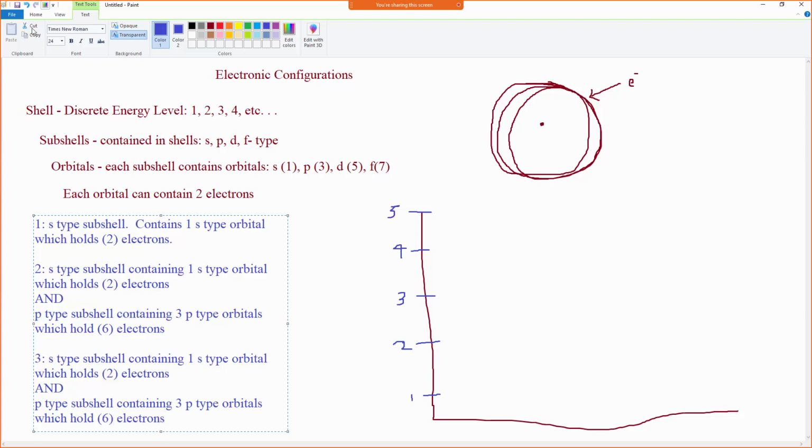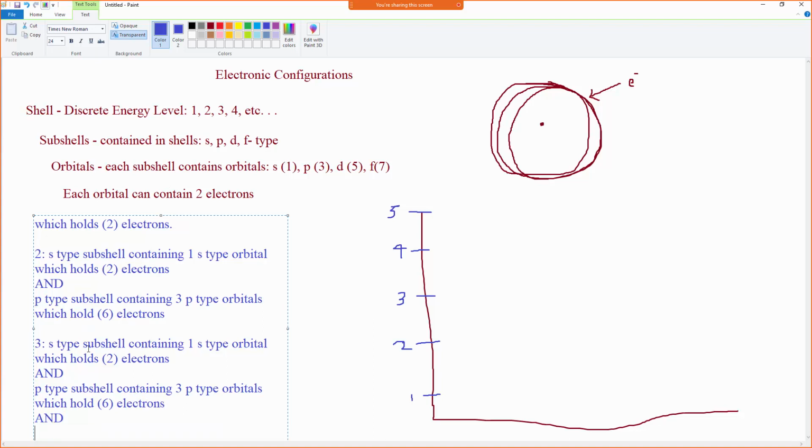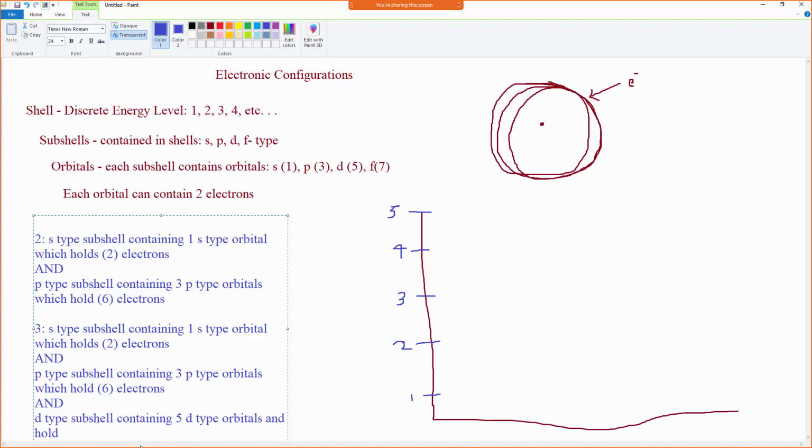But now we have increased our energy levels, so now we also have available a D-type subshell, containing how many D-type orbitals? Each D subshell can contain 5. There we go, 5 D-type orbitals, and since each orbital holds 2 electrons, how many electrons can the D-type subshell contain? 10 electrons.